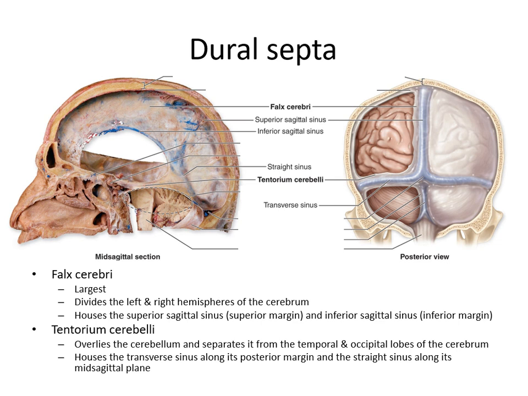So the falx cerebri, you can see it right here. It's a big structure. It goes right down the central fissure, and what you're doing is basically creating the division between the left and the right hemispheres. So your left and your right hemisphere are defined by that falx cerebri.